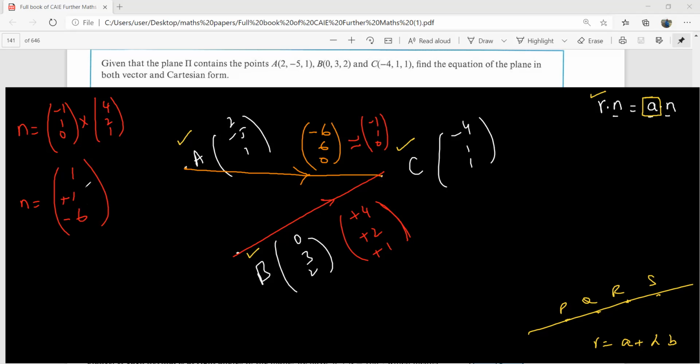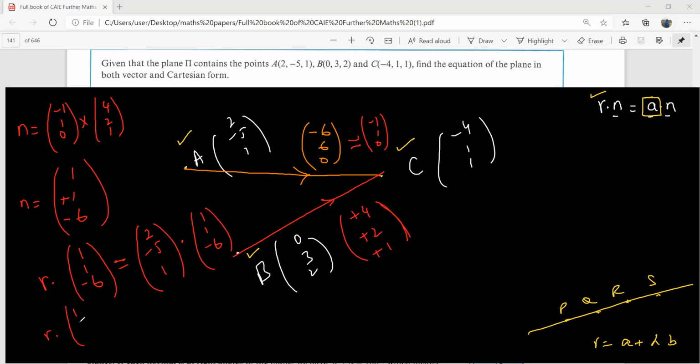Okay, so now writing the equation of the plane: r dot n, which is (1, 1, -6), is equal to a dot n. Which one do you want to use as your a, the point A, B, or C? You can use any one of these points. So this is (2, -5, 1) dot (1, 1, -6). So we have r dot (1, 1, -6) equal to 2 minus 5 is -3, minus 6 is -9. So this is your equation of the plane in vector form.